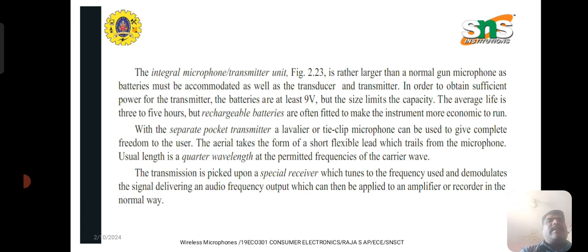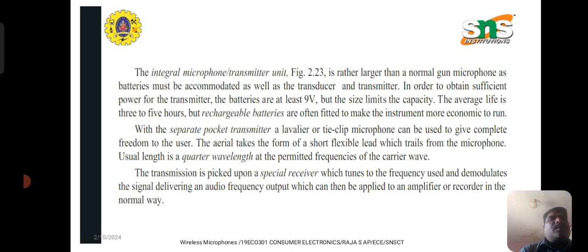The antenna or aerial takes the form of a short flexible lead which trails from the microphone, with a usual length of a quarter wavelength at the permitted frequency of the carrier wave. The transmission is picked up by a special receiver which tunes to the frequency used and demodulates the signal, delivering an audio frequency output which can then be applied to an amplifier and recorded in the normal way.